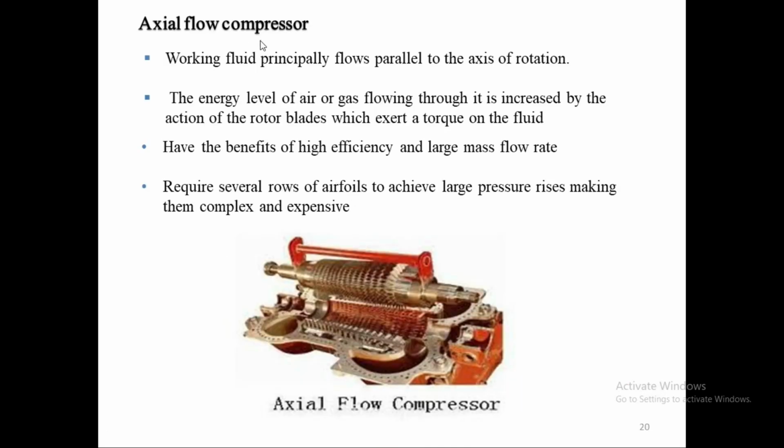So this is the actual type of flow compressor, which is normally used in the aircraft. The working fluid principally flows parallel to the axis of rotation. Okay, the working fluid is coming from this direction, from here. This is how the working fluid is getting in this direction, and it is being compressed. These blades are compressing the air and it will be discharged from the other end.